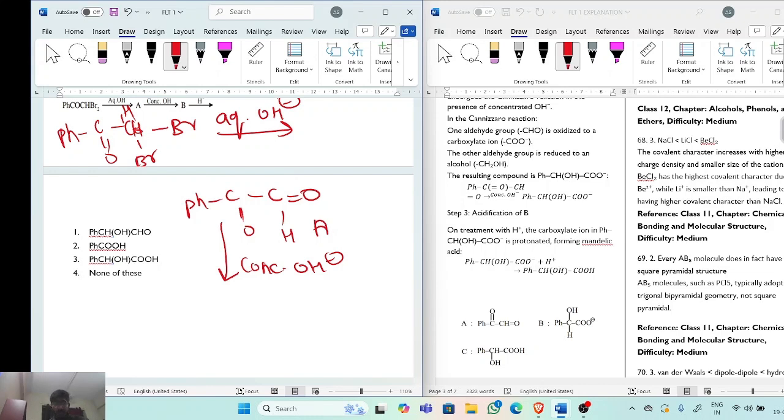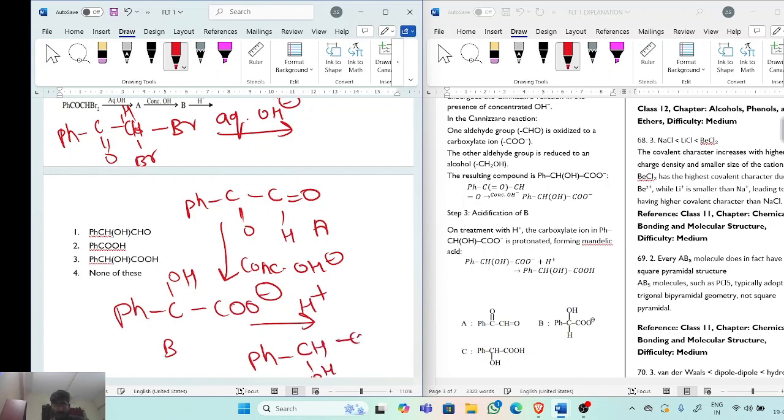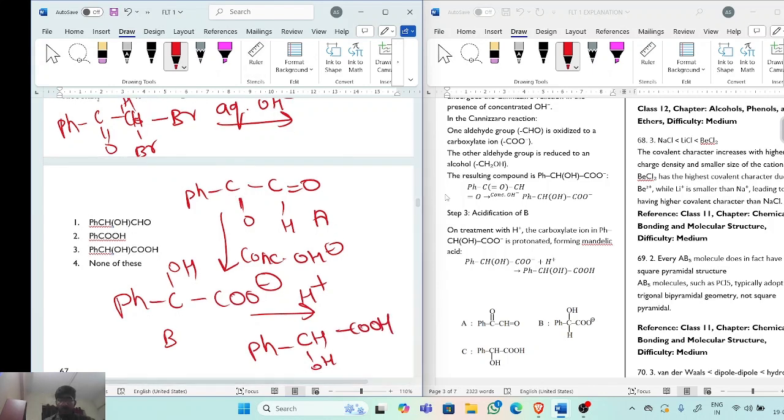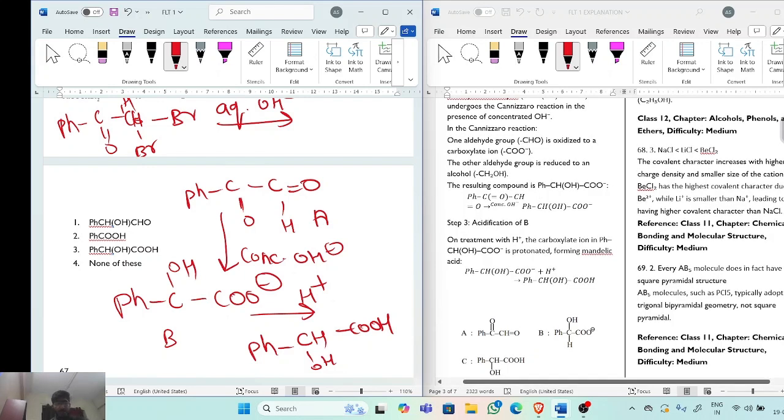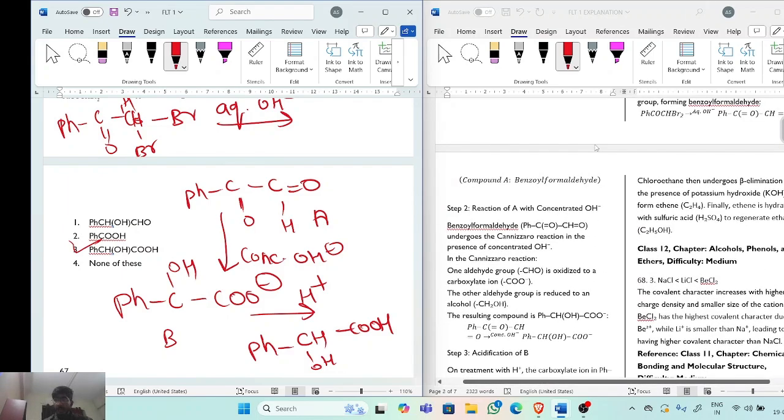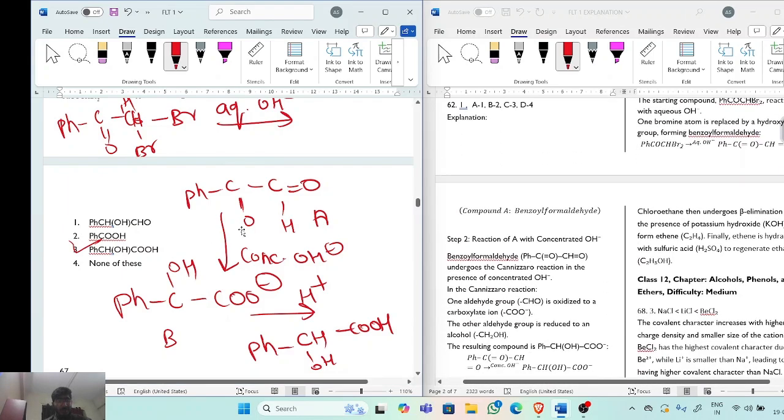When the Cannizzaro reaction takes place, the compound formed will be PhCH2OH and PhCOO minus. Now at last, we are reacting compound B with H plus. When we react this compound with H plus, it will form PhCOOH, meaning an acid group will be formed. So clearly option number 3 is our correct answer. Now question number 67.